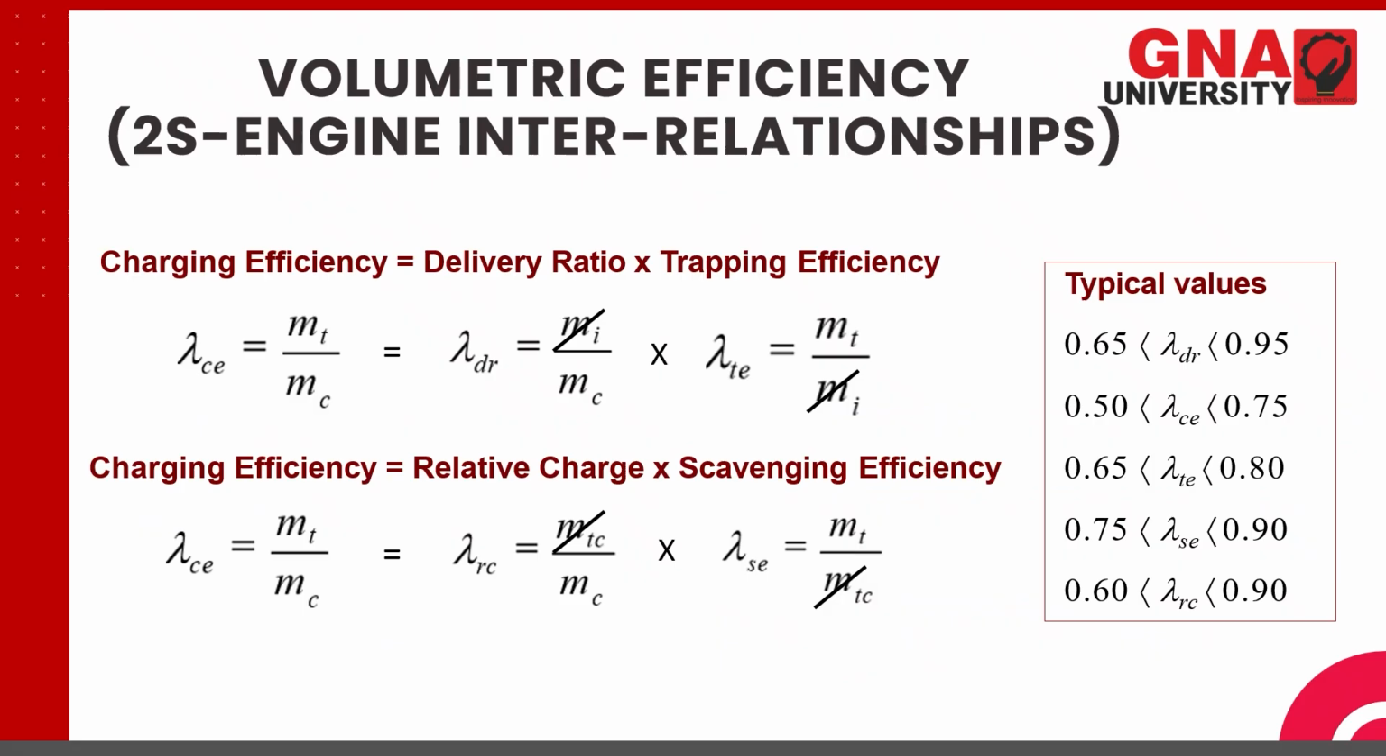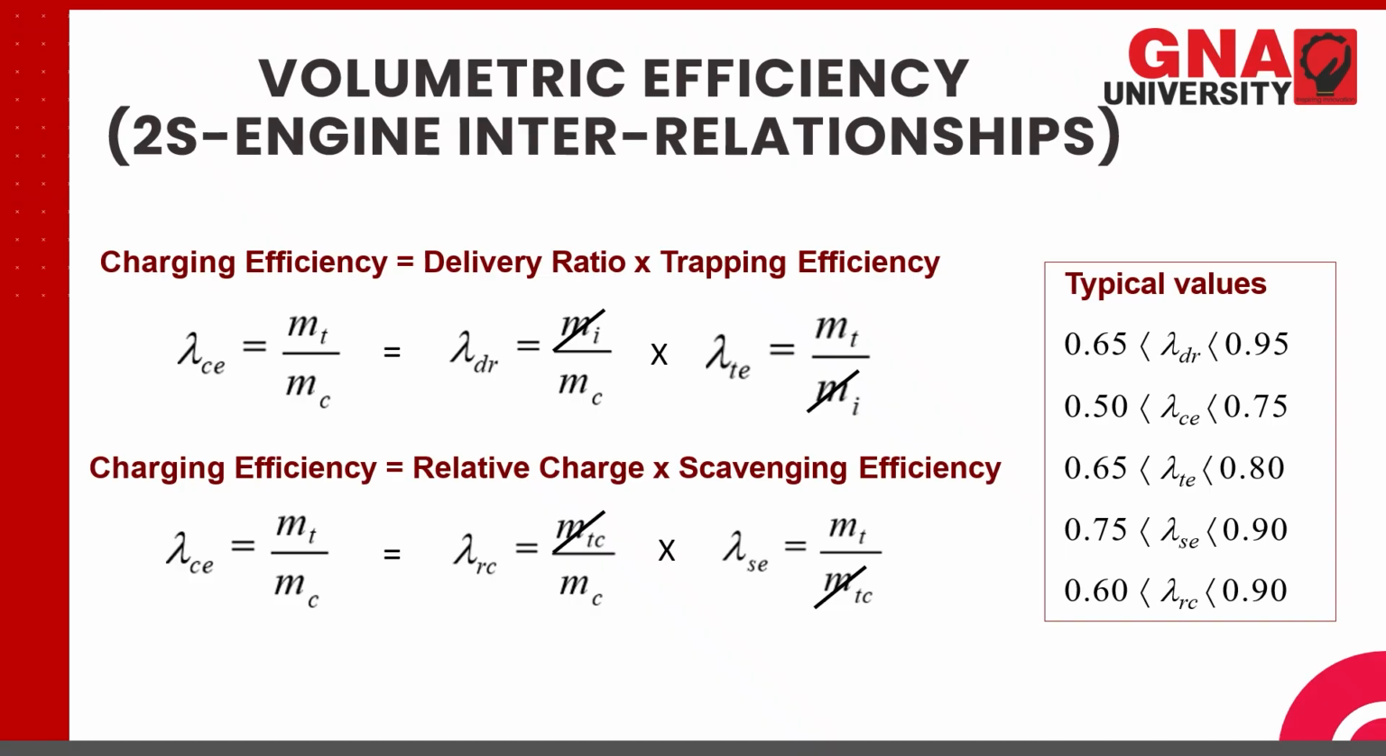Next is interrelationships of these volumetric efficiencies. Charging efficiency, represented by the trapped charge divided by the maximum charge, can be represented as the product of delivery ratio and trapping efficiency. Delivery ratio is Mi divided by Mc, how much charge is inducted out of the maximum charge. Whereas trapping efficiency is how much charge is trapped out of the charge inducted. So the inducted charge cancels out and you are left with Mt by Mc, which is nothing but the charging efficiency.